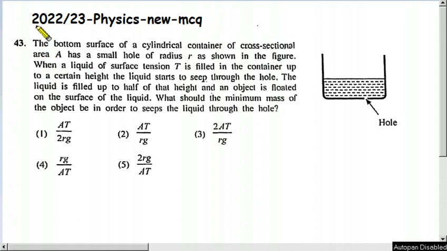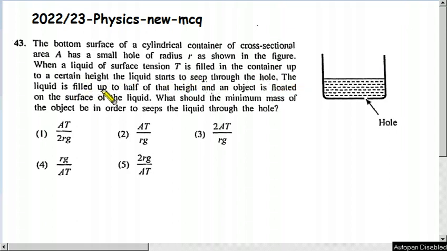Children, today I am going to discuss question number 43 from the MCQ part of the 2022-23 Physics New Syllabus paper. The bottom surface of a cylindrical container of cross-sectional area capital A has a small hole of radius small r, as shown in the figure. When a liquid of surface tension capital T is filled in the container up to a certain height, the liquid starts to seep through the hole.